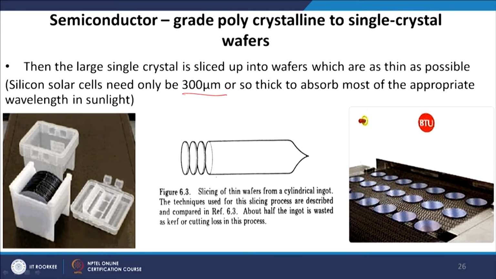And here we are showing that starting from the silicon ingot, we cut it in a single piece to get this kind of silicon wafers. So, slicing of thin wafers from a cylindrical ingot, the techniques used for the slicing process are described in the reference also, and usually we use the diamond cutter to cut it, and during the cutting process also we waste some of the silicon. And finally, this is kept in a box which has separated one wafer from the other.